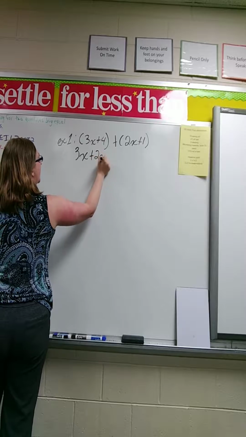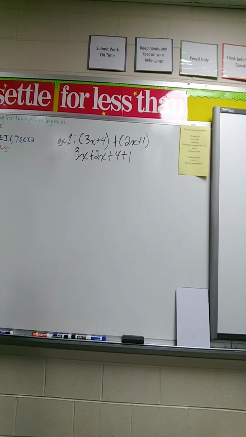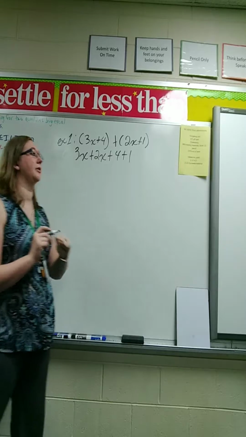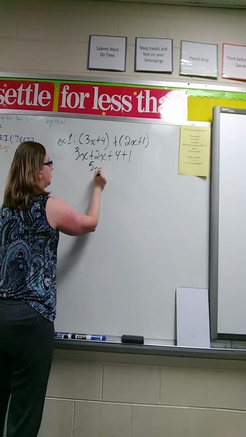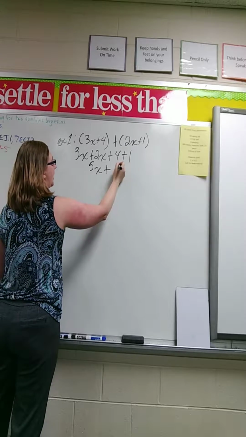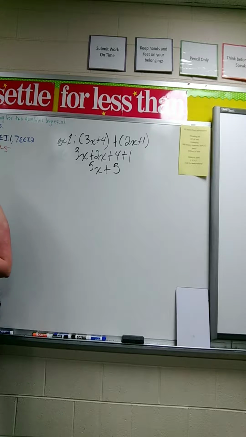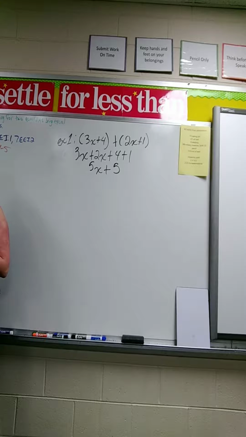3x plus 2x plus 4 plus 1. So the associative property, let me eliminate my parentheses. My commutative property, let me rewrite my problem so that my x terms are together and my constants are together. 3x plus 2x is 5x. Plus 4 plus 1 is 5. I cannot combine x's and constants. So this is my solution. 5x plus 5.